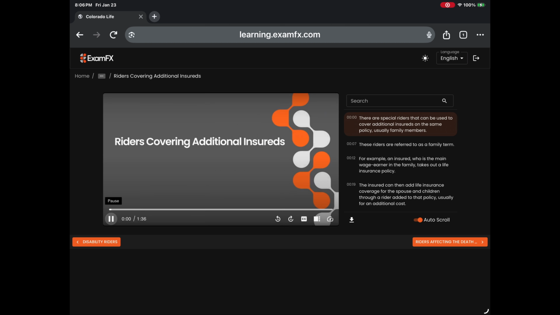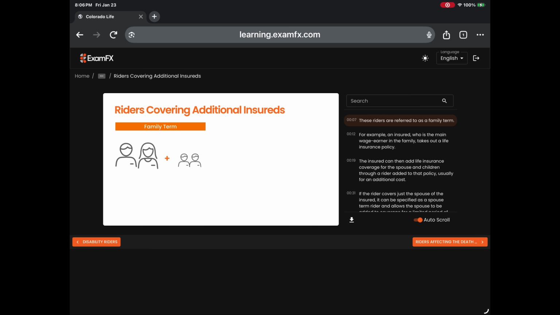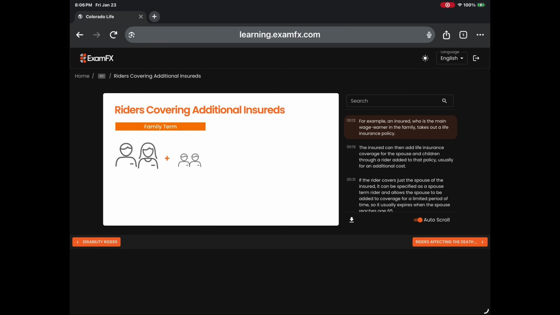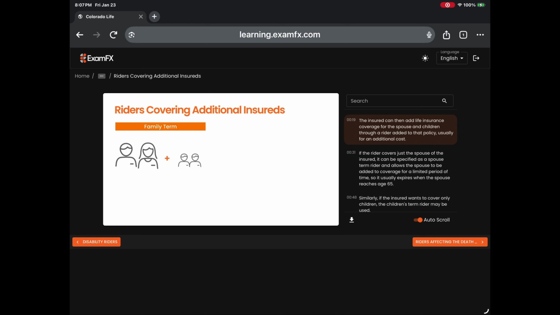There are special riders that can be used to cover additional insureds on the same policy, usually family members. These riders are referred to as a family term. For example, an insured who is the main wage earner in the family takes out a life insurance policy. The insured can then add life insurance coverage for the spouse and children through a rider added to that policy, usually for an additional cost.